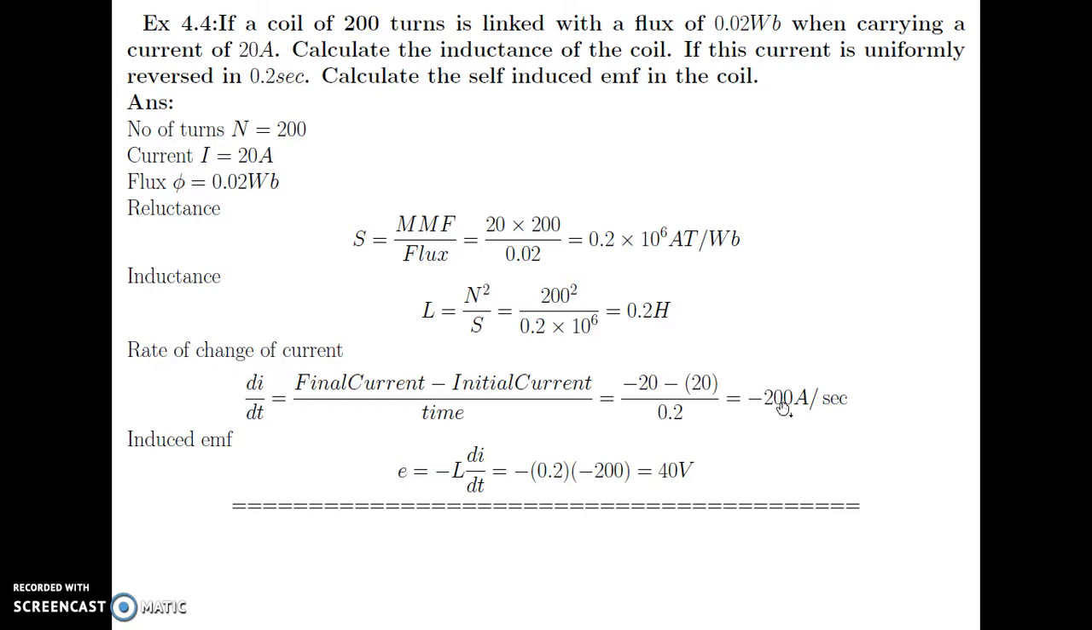So di by dt is equal to minus 40 upon 0.2, that is minus 200 ampere per second. So induced EMF is equal to minus L di by dt. L is calculated as 0.2 Henry, so minus 0.2 into minus 200, so induced EMF is equal to 40 volt.